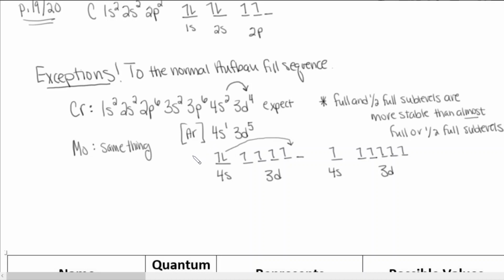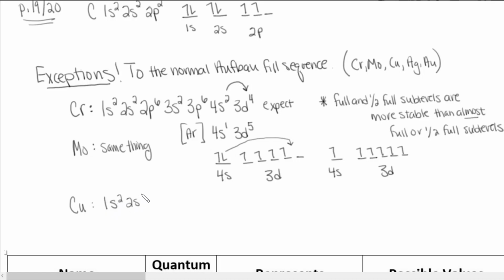I'm going to show you guys one more example. Okay, so there are 5 of them, chromium and molybdenum. I know tungsten falls right underneath molybdenum, but it follows the normal fill sequence. So yeah, tungsten's not one of the next examples. Copper, though, is. Copper, silver, and gold are our last exceptions. They are at the end of this period.